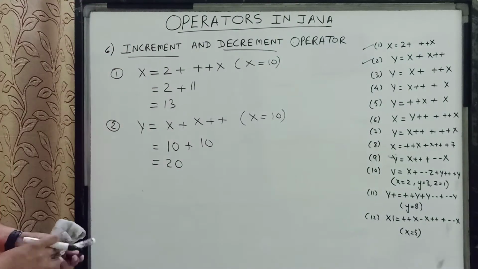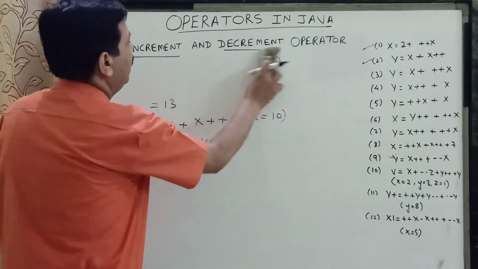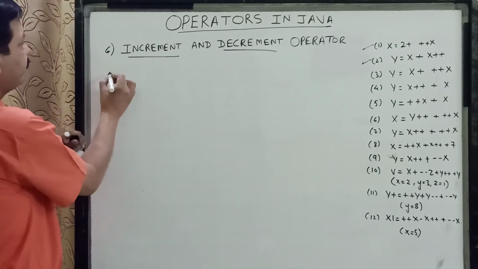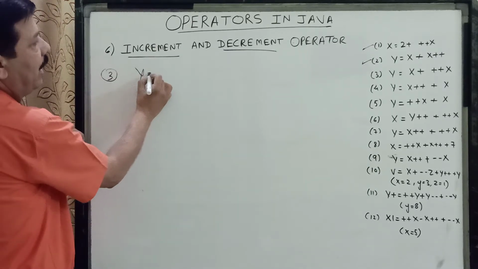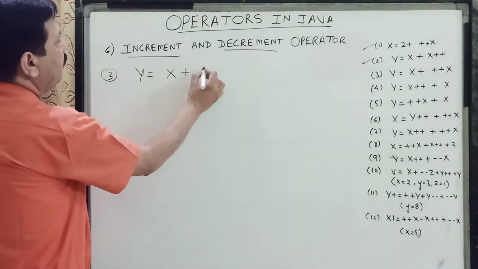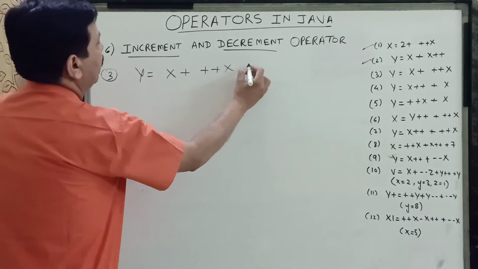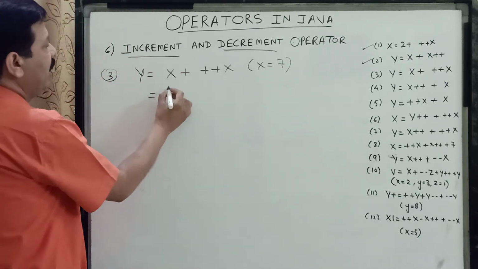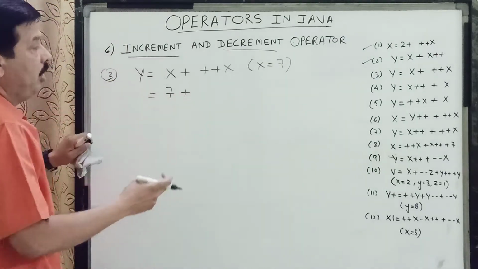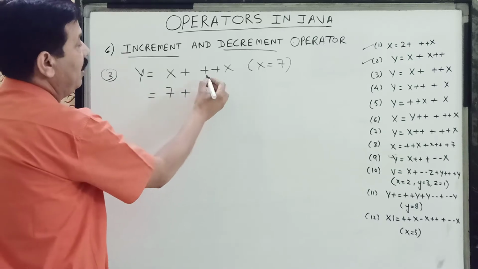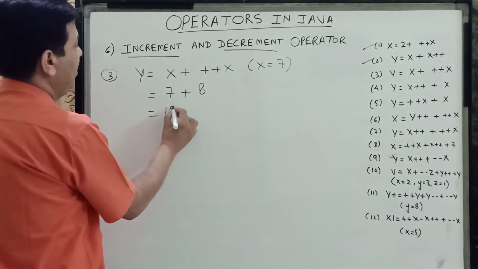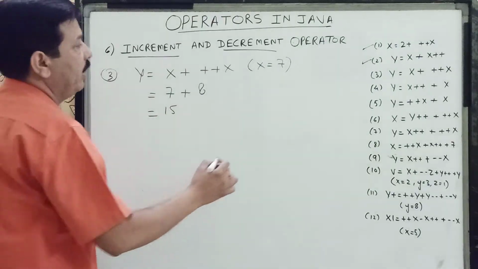Now children, we come to the third one. The third one is saying y is equal to x plus ++x. Say I take the value of x as 7. So children, it will become 7 plus, now it is a pre-increment, so its value will be changed from 7 to 8 and then its value will be 15. So this is the third one.